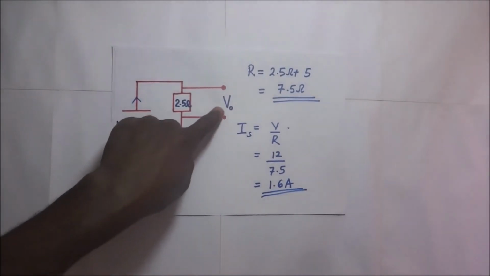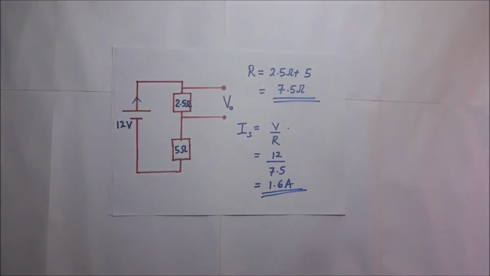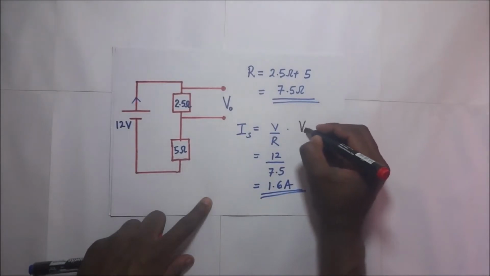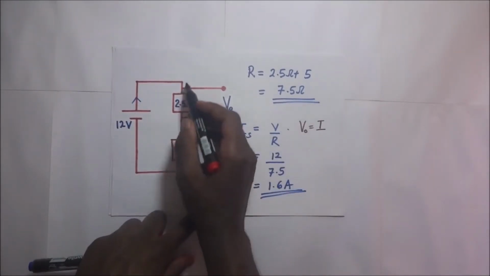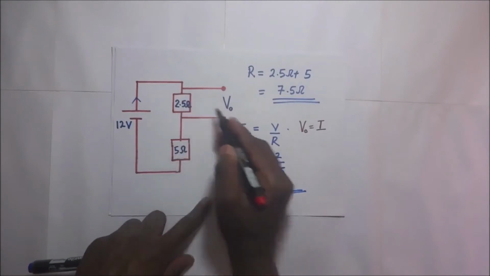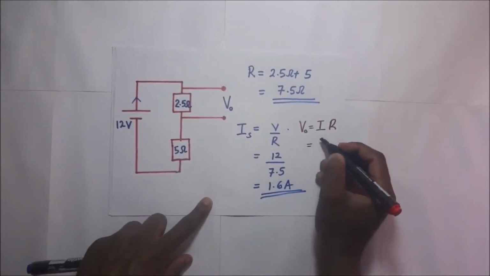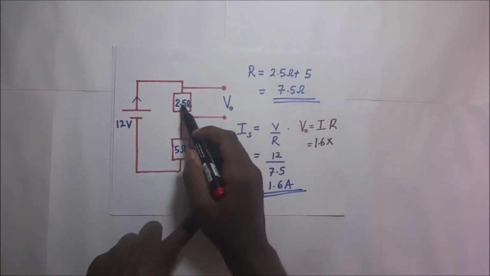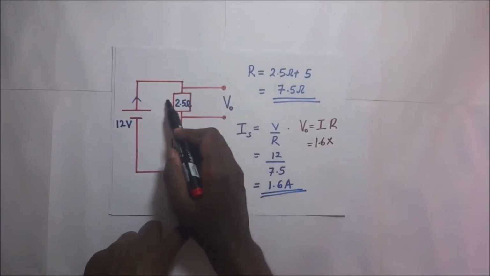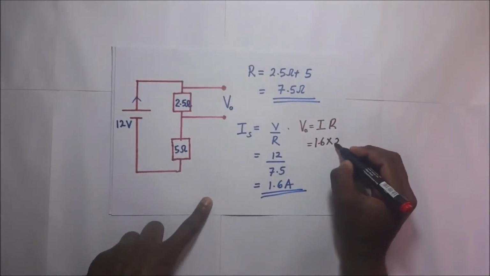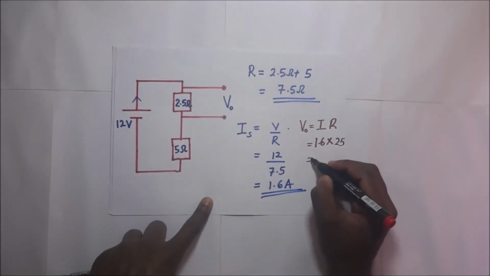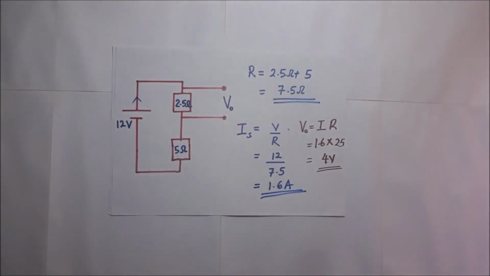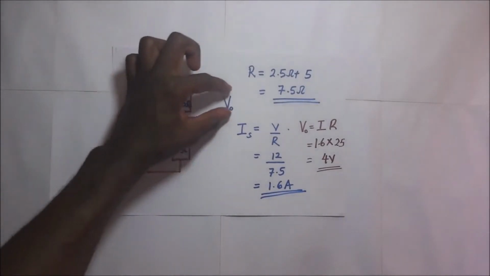So to find the voltage output right there, the voltage output is going to be the current flowing times R. In this case, the current flowing is what we got here as 1.6. Multiply that by the effective resistance across that combination, which is 2.5, and definitely our answer there is 4 volts. So 4 volts is the output voltage at these terminals.